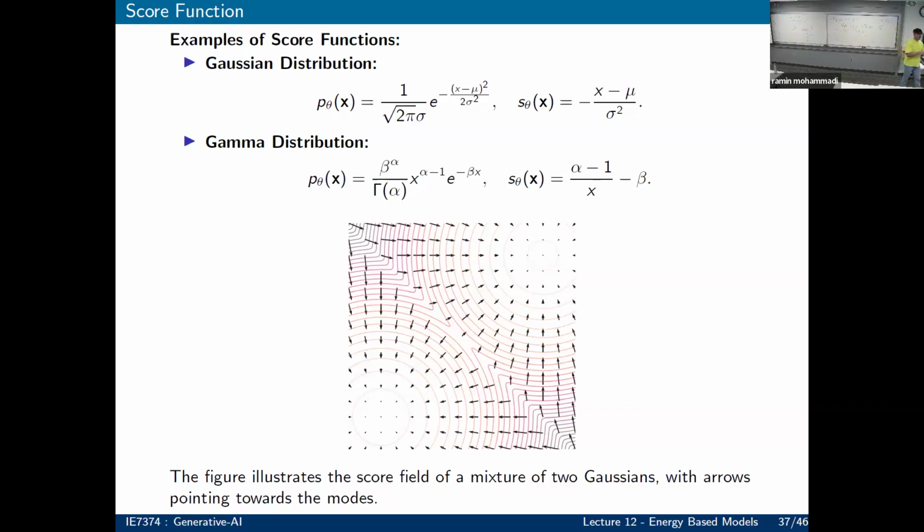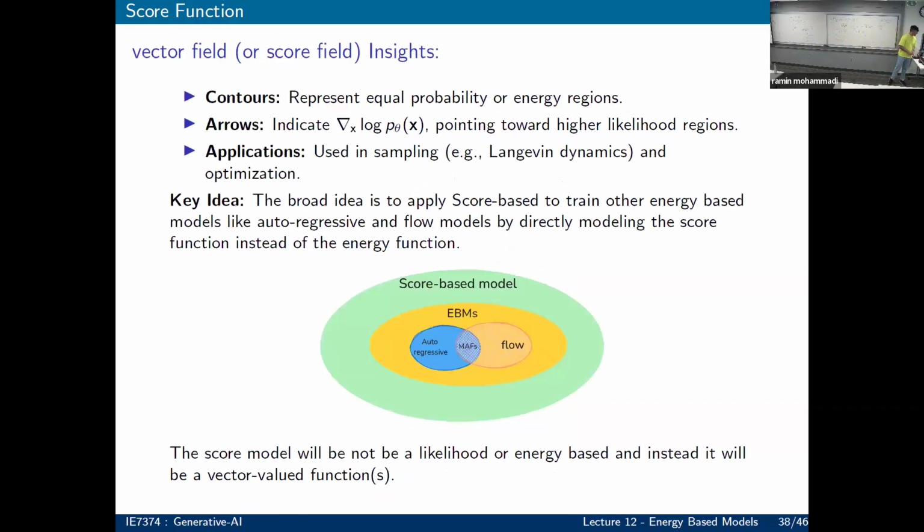Our score function methods focus on this idea of a vector field of gradients. It's not based on maximizing likelihood and stuff like that. It's just focusing on these vector gradients. This vector field of gradients is basically the definition.